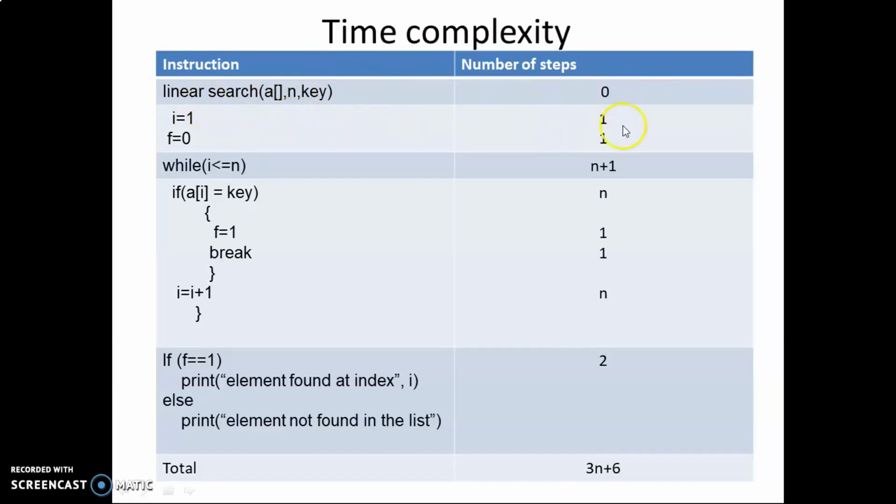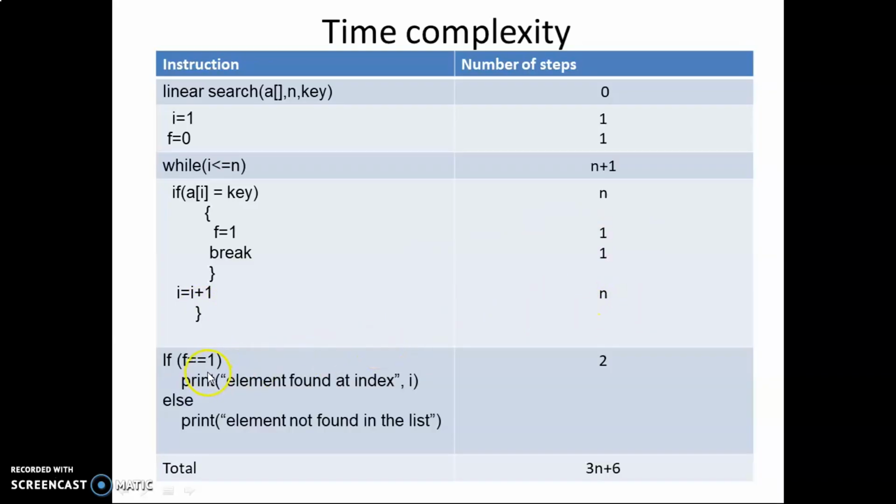i is equal to 1 will be executed one time, and f is equal to 0 will be executed one time. The statement while i less than or equal to n will be executed n plus 1 times, because only when i crosses the value n will it come out of the loop. That is, it will reach n plus 1 also. For the statement if a of i is equal to key, every time we check the value, so it will be executed n times. But f is equal to 1 and break will be executed only once, that is, only when the condition becomes true. And i is equal to i plus 1 will be executed n times.